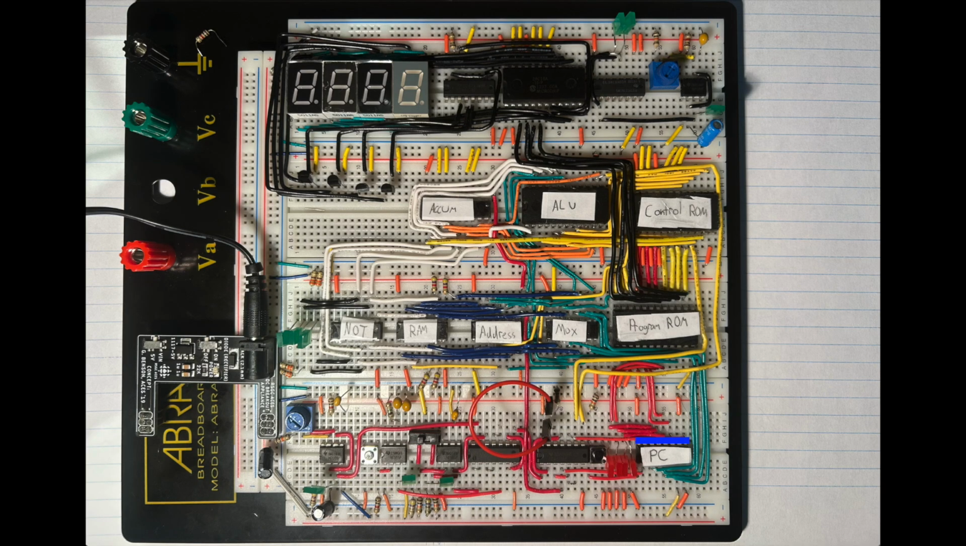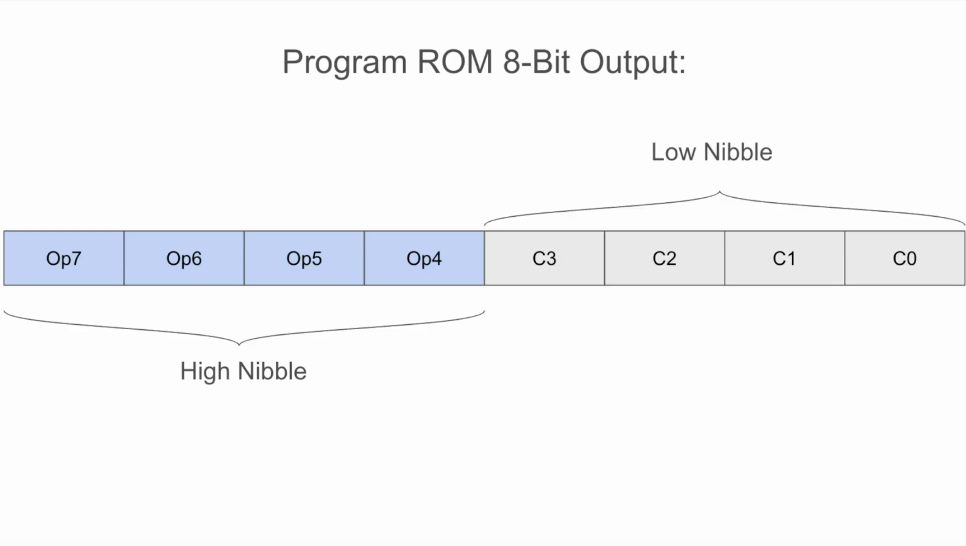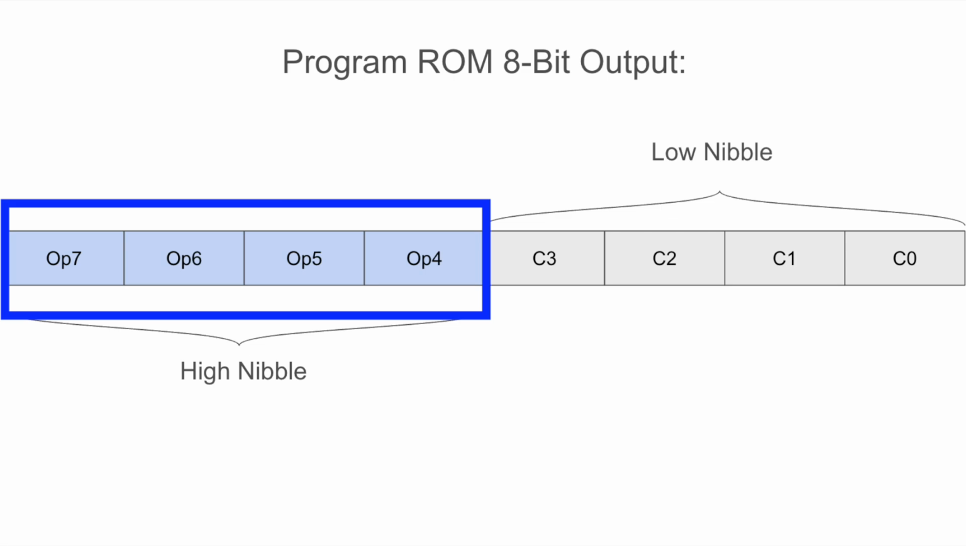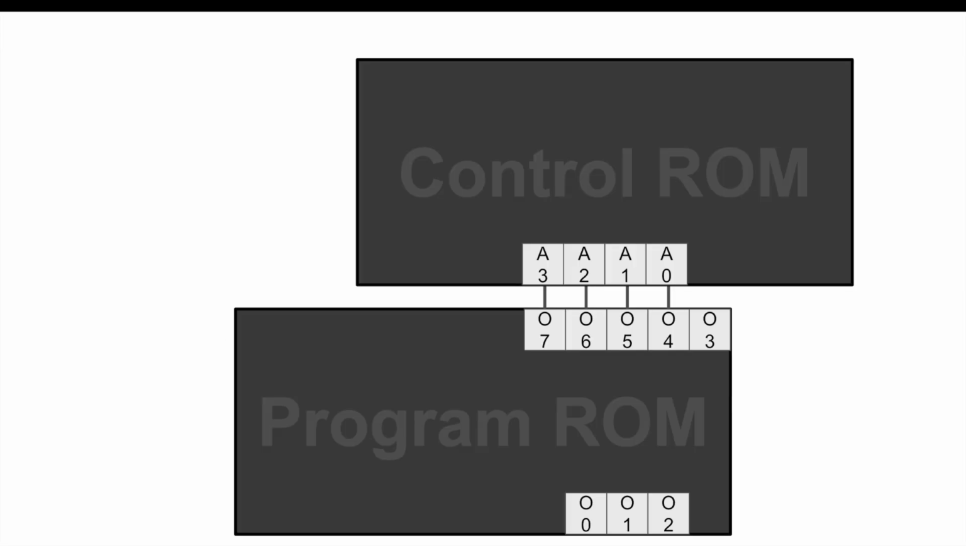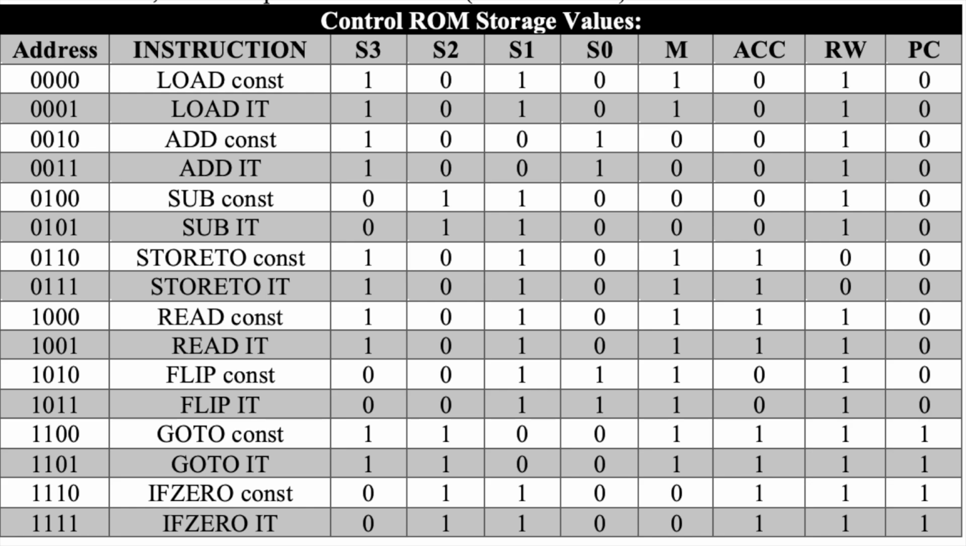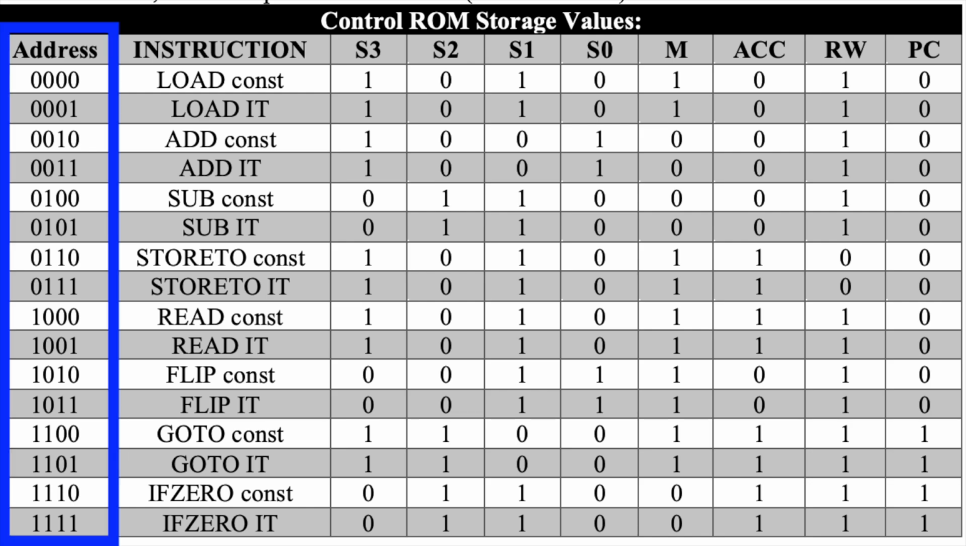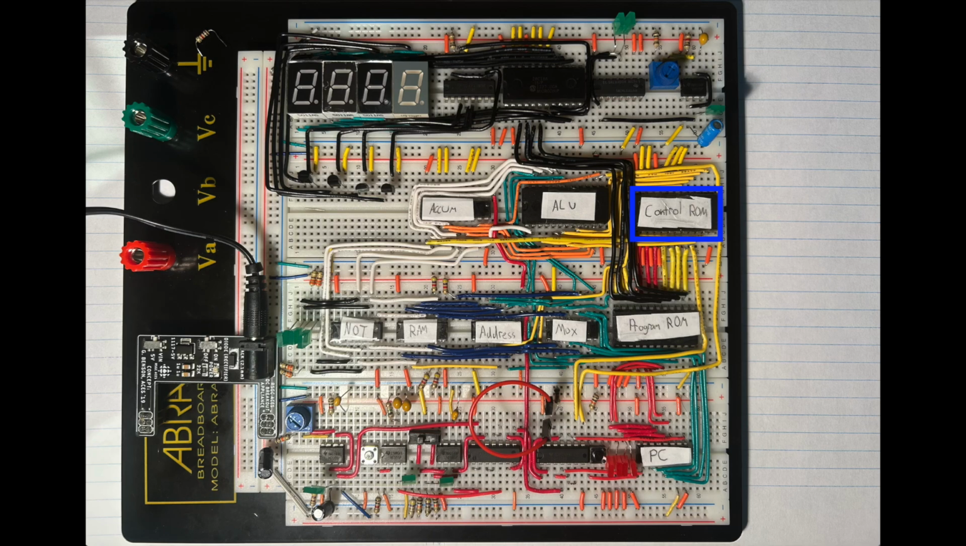The PC output is connected directly to the program ROM's address inputs. The program ROM output contains 8 bits. The first 4 bits is the operation code, which connects directly to the control ROM address inputs. Essentially, it calls out which instruction should be done, as every instruction has been given a predetermined address that was coded into the control ROM.